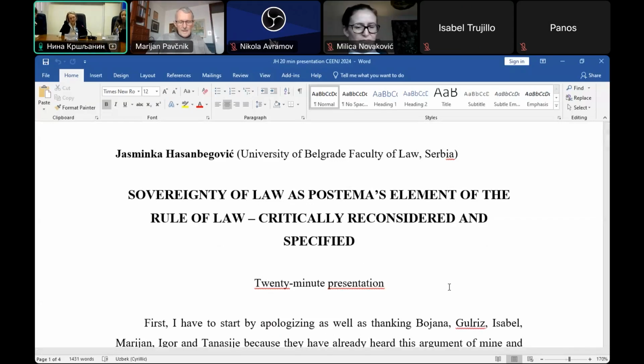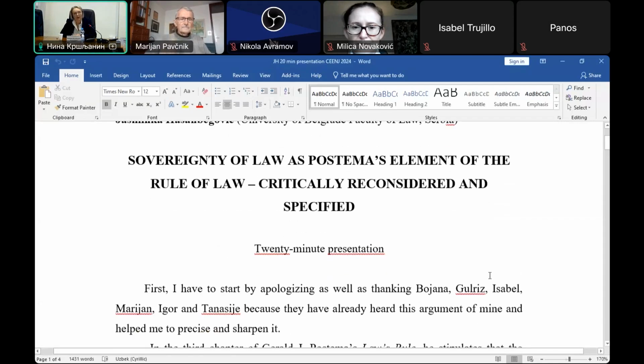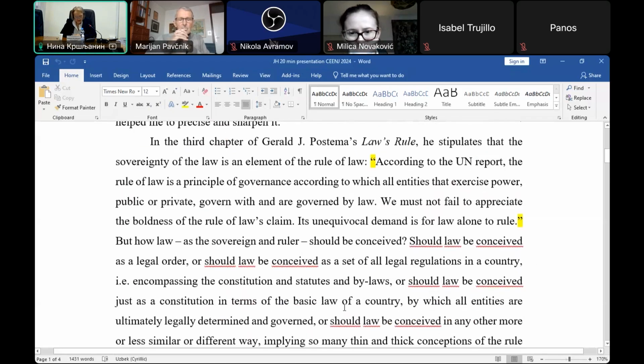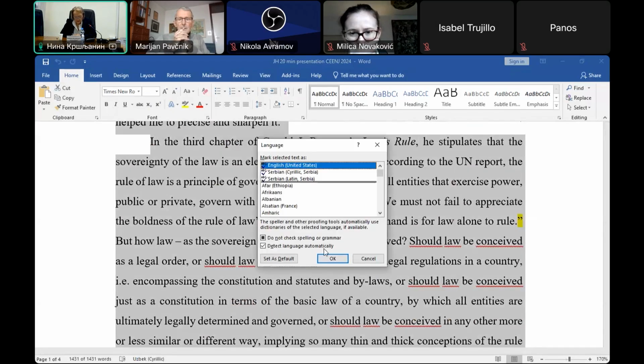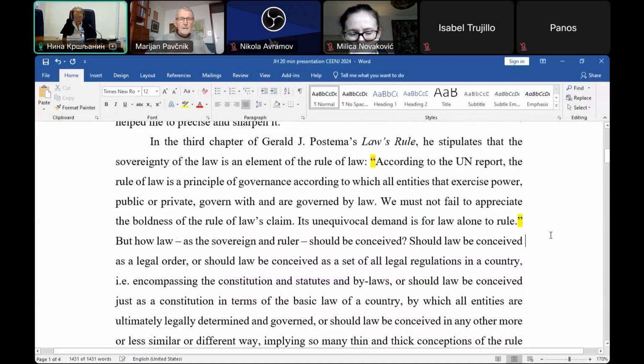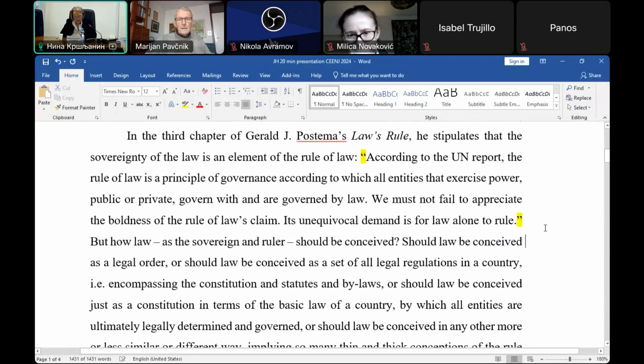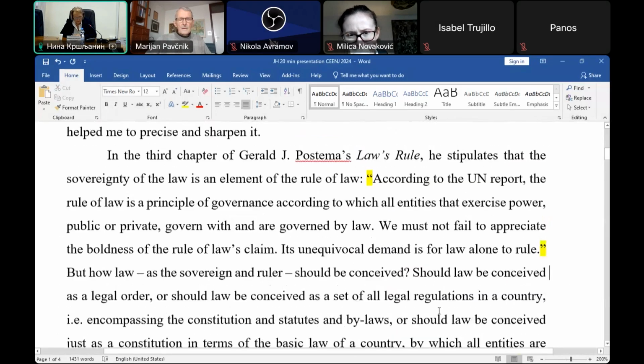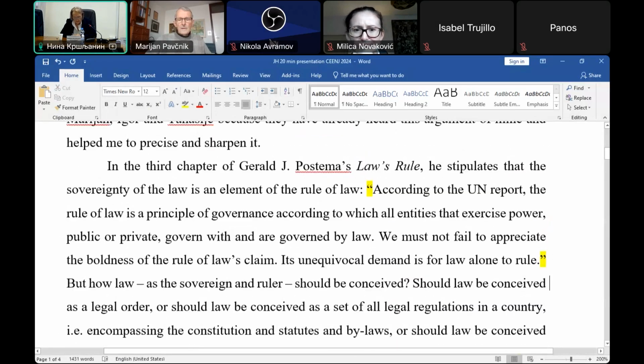In the third chapter of Gerald Postema's Law's Rule, he stipulates that the sovereignty of the law is an element of the rule of law. I quote, according to the UN report, the rule of law is a principle of governance according to which all entities that exercise power, public or private, govern with and are governed by law. We must not fail to appreciate the boldness of the rule of law's claim. Its unequivocal demand is for law alone to rule. The end of quotation. But how law as the sovereign and the ruler should be conceived?